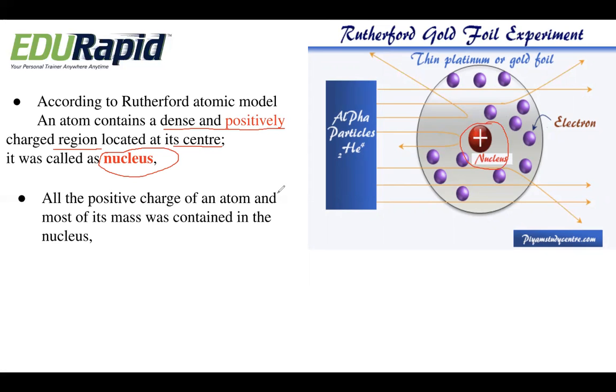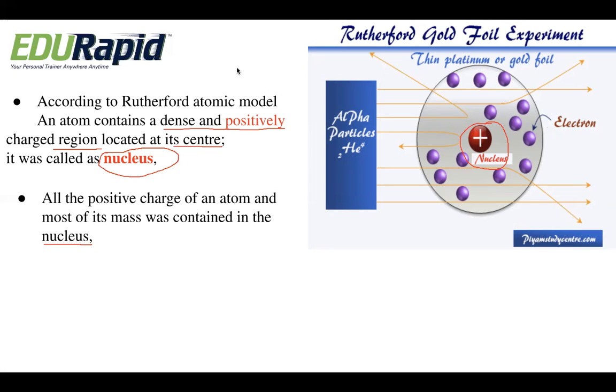Secondly, he said that all the positive charge of an atom and most of its mass is contained in the nucleus. Since the helium ray was completely retracing its path, he said that most of the mass and most of the positive charge is at the center in the form of a nucleus.